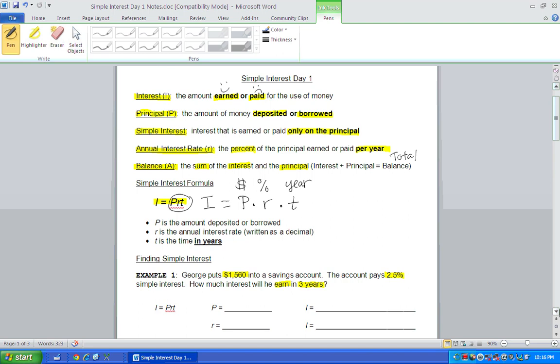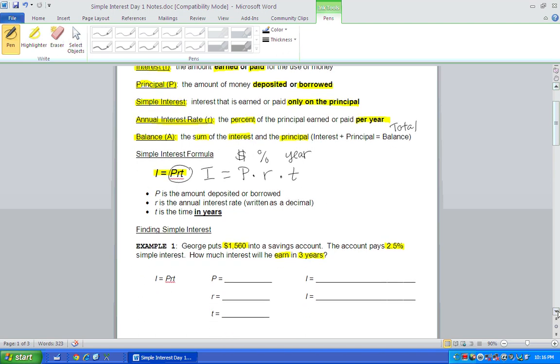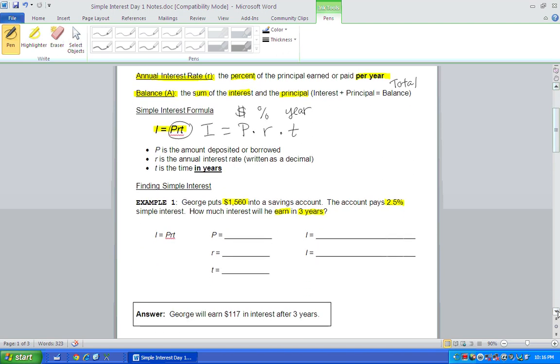So let's look at example 1 to help us better identify those terms. George puts $1,560 into a savings account. The account pays 2.5% simple interest. How much interest will he earn in 3 years? So this is an example of positive interest.